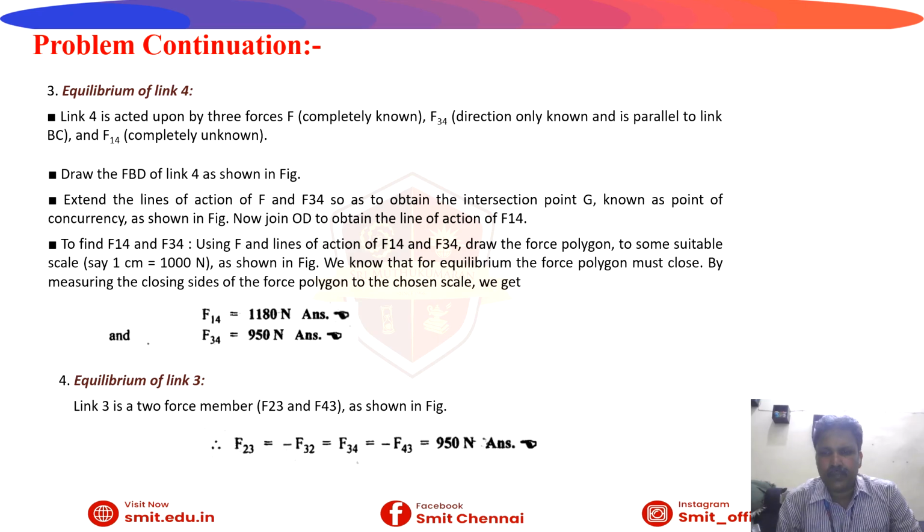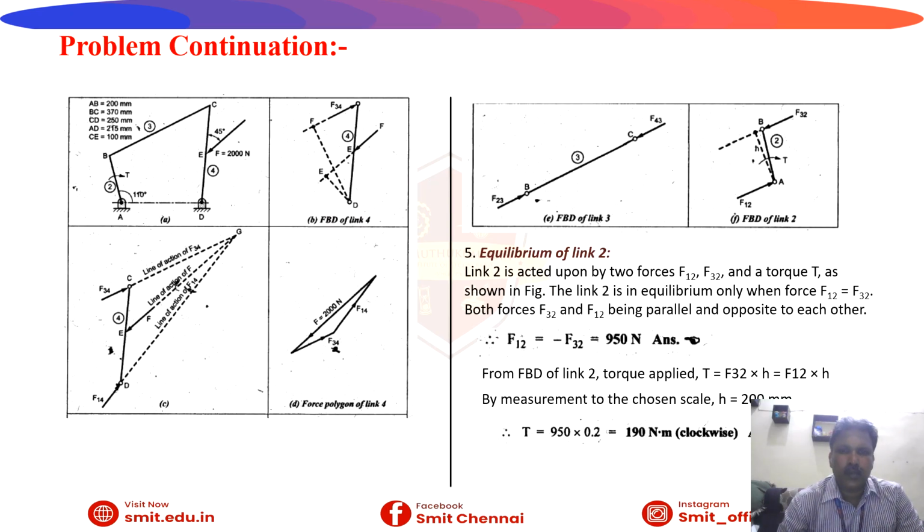Equilibrium of link 3. Link 3 is a two force member, that is F23 and F43 as shown in the figure. Therefore, by the measurement we can write F23 equal to minus F43. Why is it minus? Magnitude is the same, but direction is opposite. Also, it is equal to F34, which is also equal to minus of F43 equal to 950 Newton. So in the next slide, we will see how we can obtain these drawings of the polygon. Here it is having a glimpse of the force polygon, what we have completed so far.